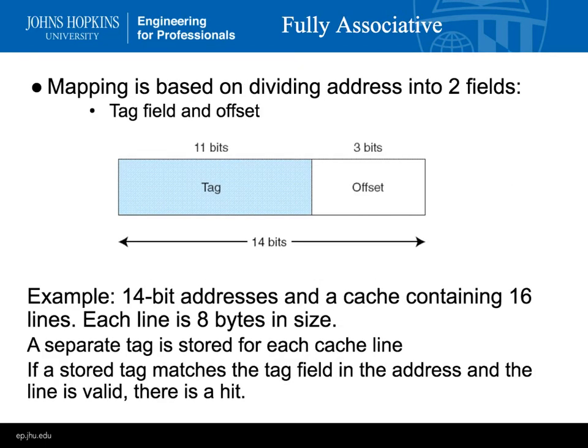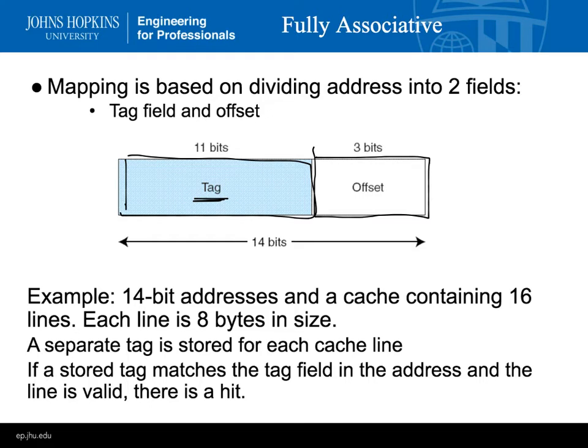So this is similar to before where we had that offset size. And we're going to divide the address into two fields, just like we did before. Before we talked about the block number being in these upper bits. Here it's the same thing, but we're calling it a tag.